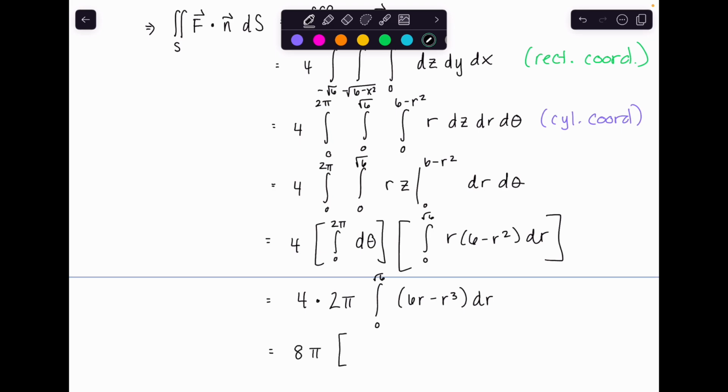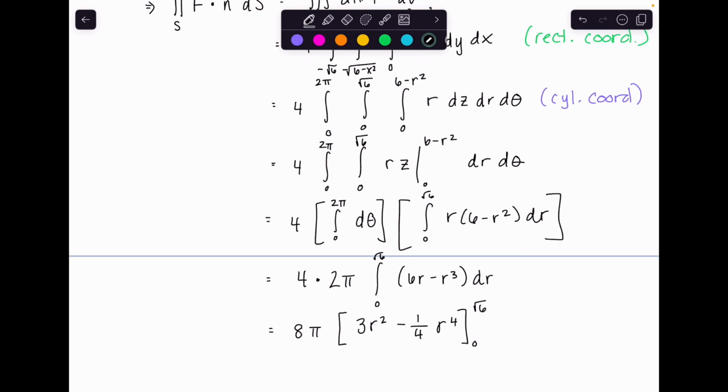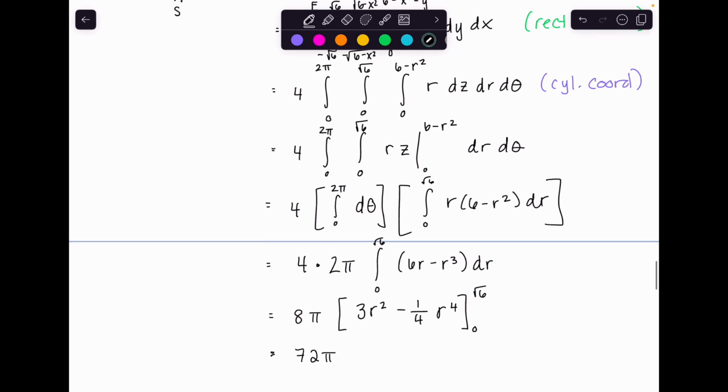The antiderivative of that would be r squared over 2, so we get 3r squared, and then 1/4 r to the 4th. I trust that when you plug in 0, everything just becomes 0. When you plug in root 6, root 6 squared is 6, and then root 6 to the 4th would become 36. You can definitely go through all this. You should get this. This ends up equaling 72 pi.